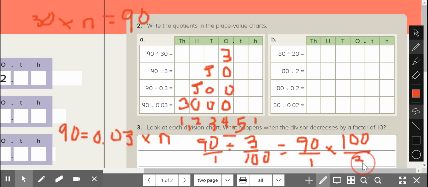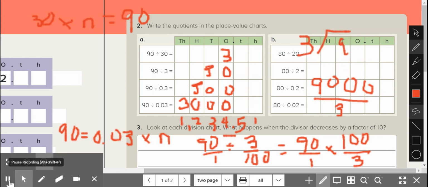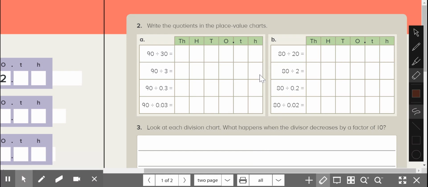So keep, change, flip. 90 times 100. We take 9 times 1. We get 9. And we count our zeros. 1, 2, 3. We have 3 zeros. And then as our denominator, we have a 3. Then we have to ask how many times 3 goes into 9,000. It goes into it 3,000 times. The second part is just like it. So as our divisor gets smaller, the quotient will get bigger.